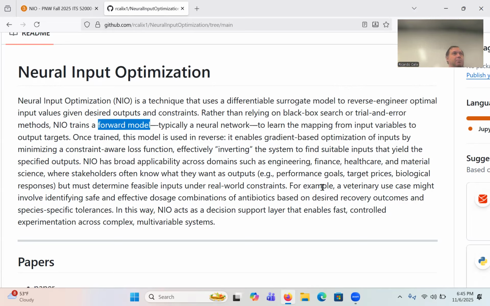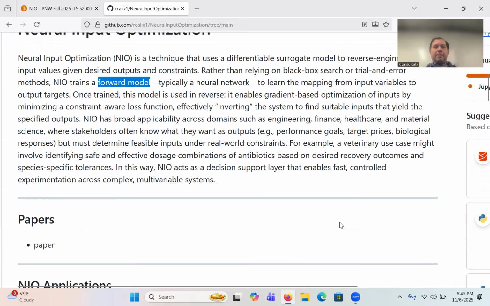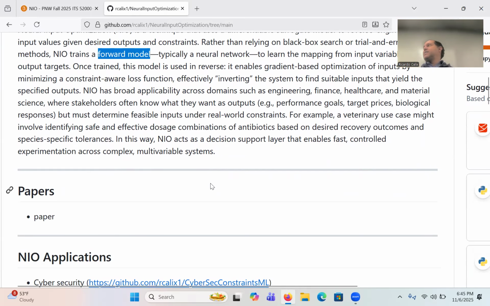So today, as I said, I have those data sets. We'll discuss them in a little bit. I created them only to give illustrations of what you can do. In this way, NIO acts as a decision support layer that enables fast control experimentation across complex multivariable systems. Unlike a simulation, yes. Yeah, please.